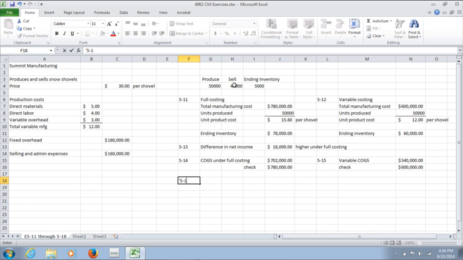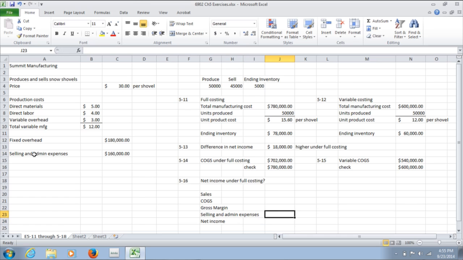In 516, we're asked, what is net income under full costing? Now we're not prohibited from calculating the income statement here, so it's probably not a bad idea to go ahead and do that. So we take our sales number, our cost of goods sold, which difference gives us the gross margin. The selling and admin, I will take care of over there. And so then our net income number will follow.